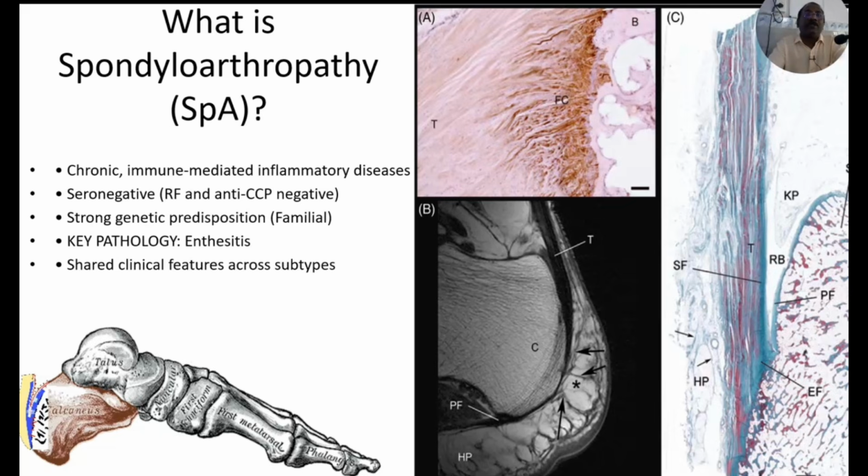You have the 5 types of the spondyloarthropathies. One is ankylosing spondylitis. The second one is psoriatic arthritis. The third one is arthritis due to IBD, that is inflammatory bowel disease, either Crohn's or the ulcerative colitis. And the fourth one is reactive arthritis. And the fifth one is undifferentiated spondyloarthritis.